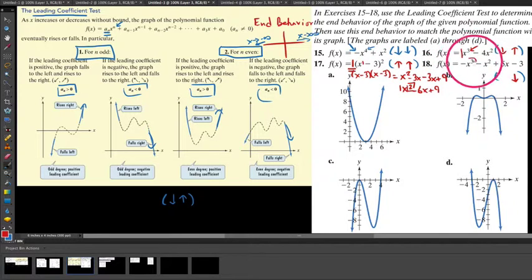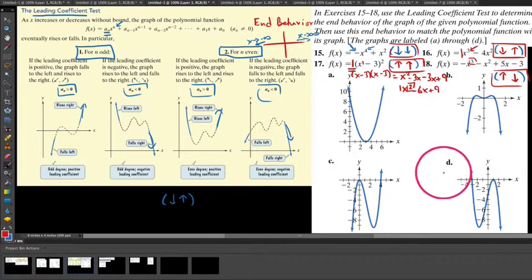And then over here, because we have an odd degree, what do you think our left side should be? Well, our right side was down. This is an odd degree, so this must rise on the left. So now that we've assessed the situation here, I know what the end behaviors of our graphs are. And it's kind of nice that these examples use one of each.